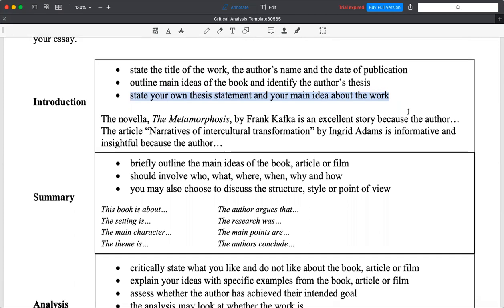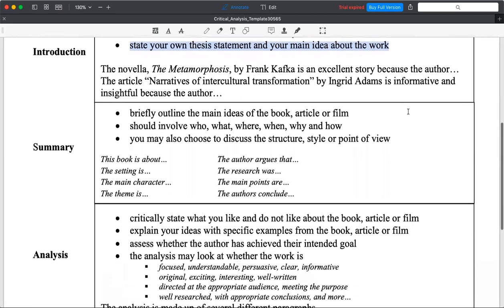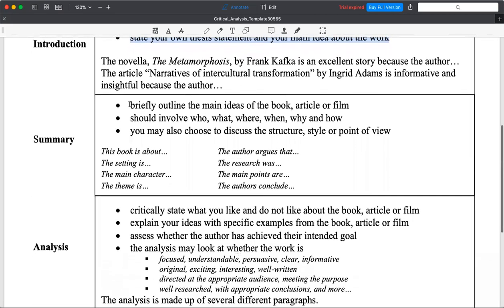The midsection of the critical analysis is very important. You need to briefly outline the main ideas of any source that you read. You only initiate it briefly. Then you need to involve who, what, when, where, why, and how. You figure out those kinds of information. And then you may also choose to discuss the structure or the style that you write.